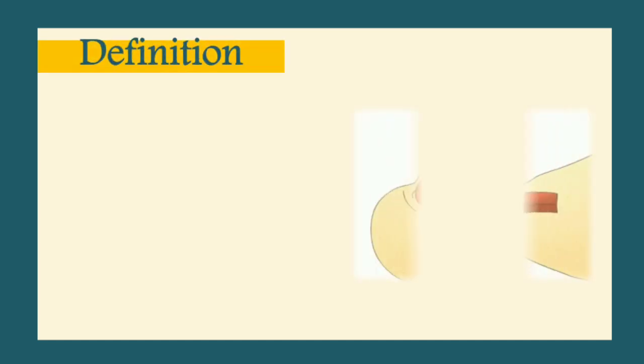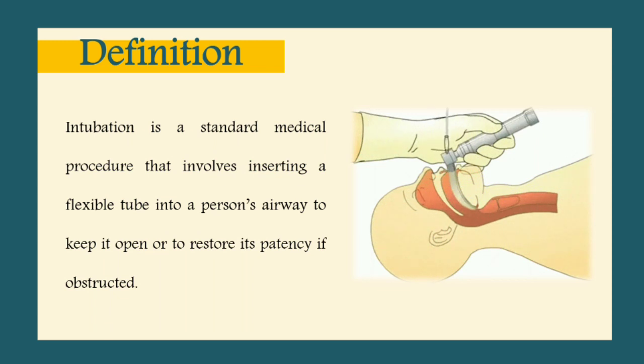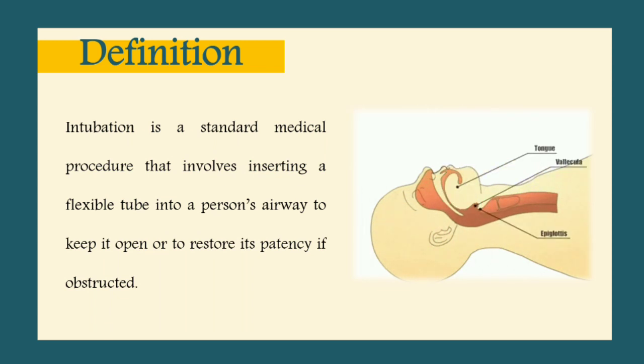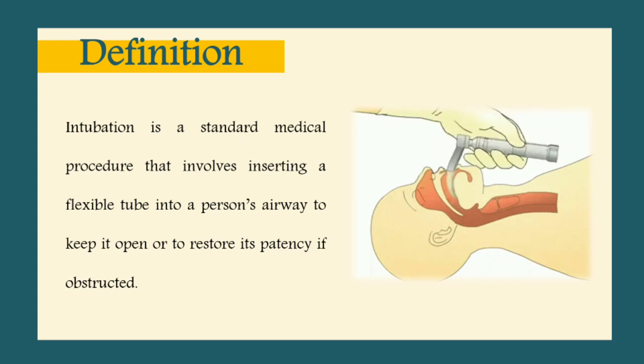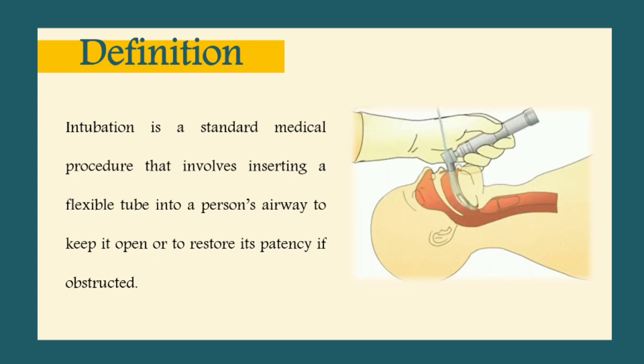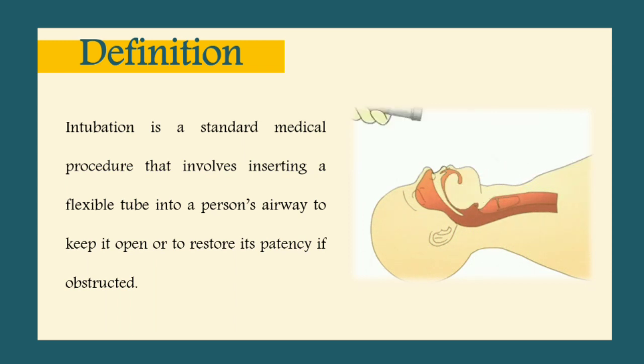Definition of endotracheal intubation. Intubation is a standard medical procedure that involves inserting a flexible tube into a person's airway to keep it open or to restore its patency if obstructed.